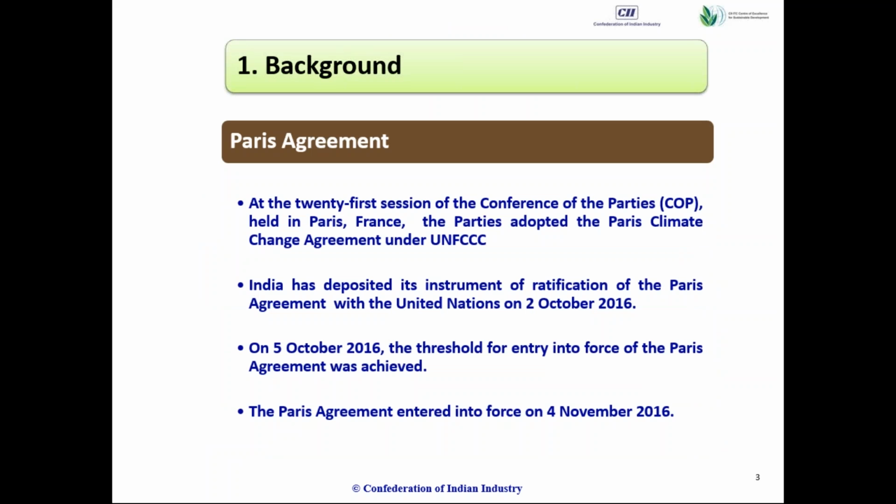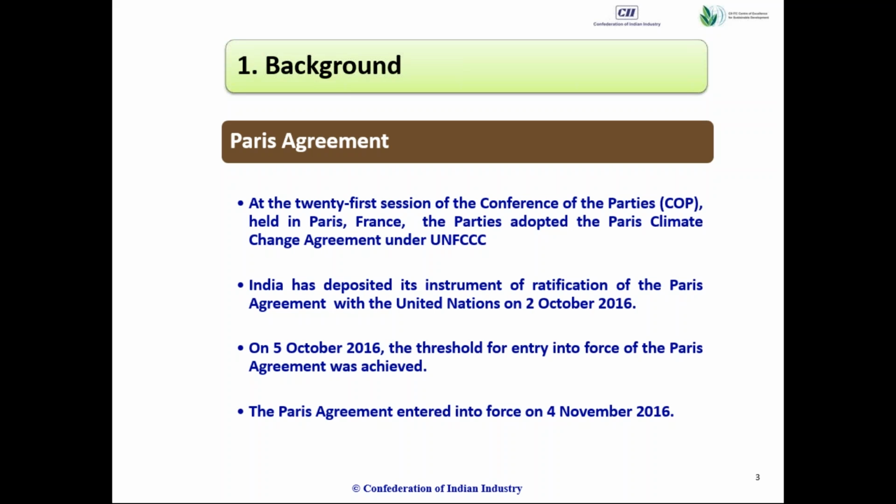So we will start with the Paris Agreement. As most of you would be aware, in COP21, the parties adopted the Paris Agreement. India had deposited its instrument of ratification on 2nd October in 2016, 2nd October being the birthday of Mahatma Gandhi. In 2015, India had submitted the INDCs.